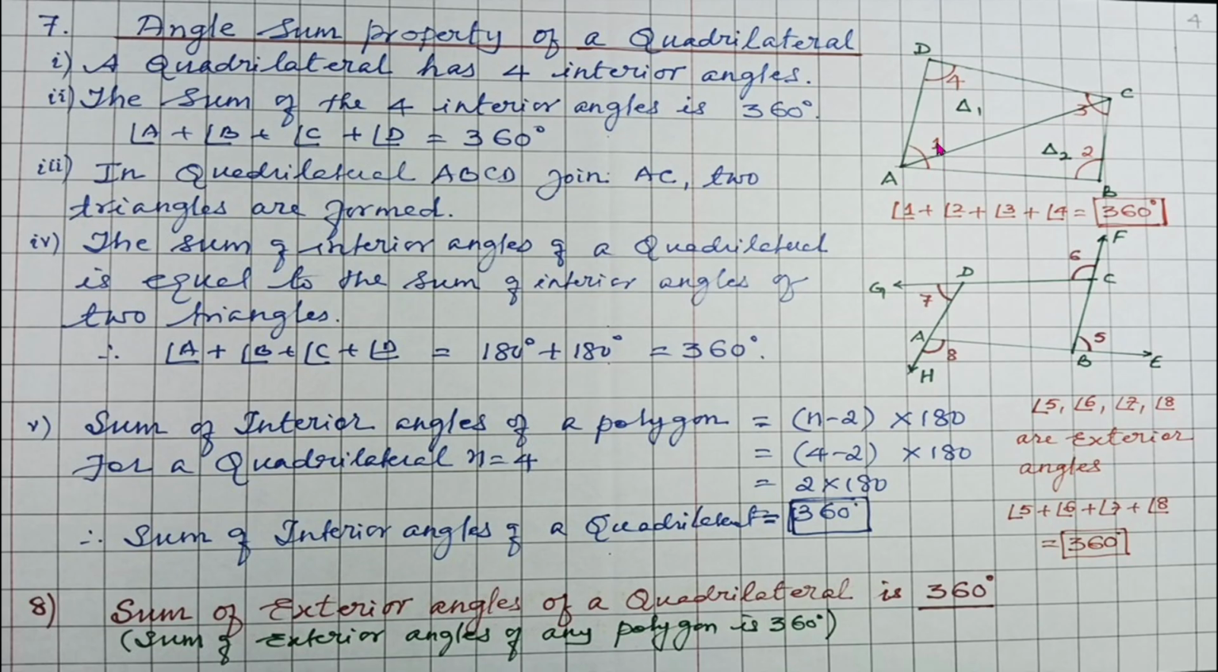Please remember that. Now, the angle sum property of a quadrilateral. We know that a quadrilateral has 4 interior angles, angle A, angle B, angle C and angle D, and the sum of these 4 angles, that is angle A plus angle B plus angle C plus angle D, or angle 1 plus angle 2 plus angle 3 plus angle 4, is 360 degrees.